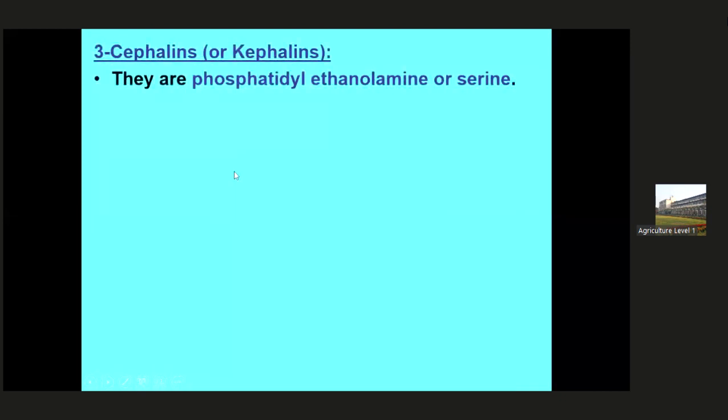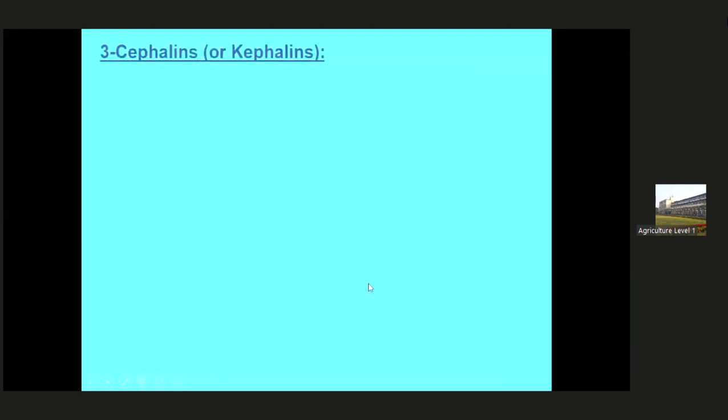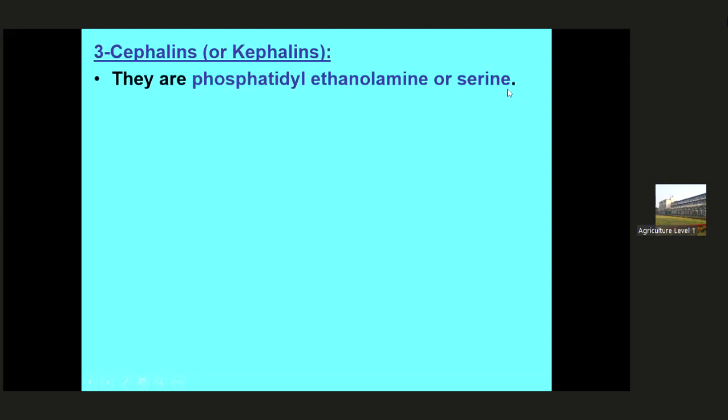Then cephalin or cardiolipins. Cephalins are phosphatidyl ethanolamine or serine. This is the cephalin, and cephalin and lecithin are more or less similar, but different here. When choline is replaced with ethanolamine or serine, then the lecithin will be converted into cephalin.